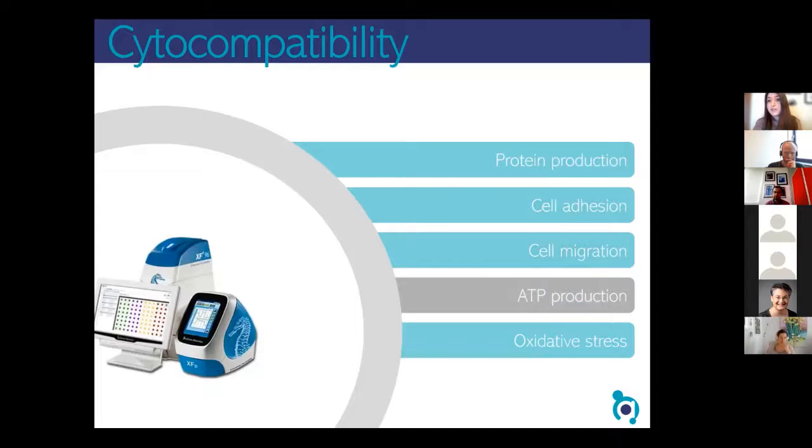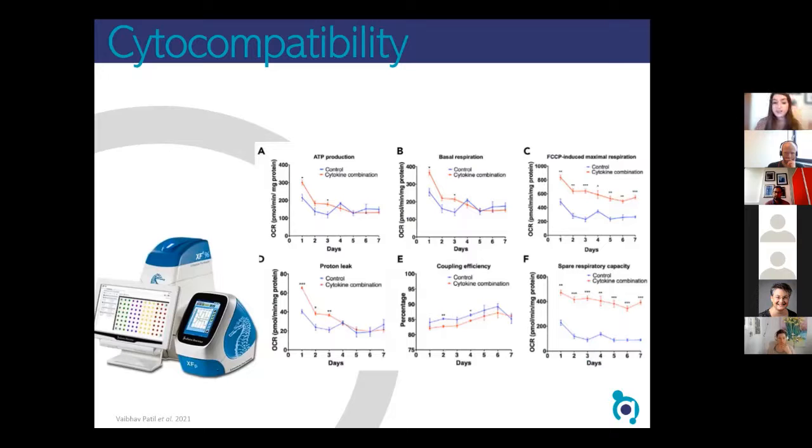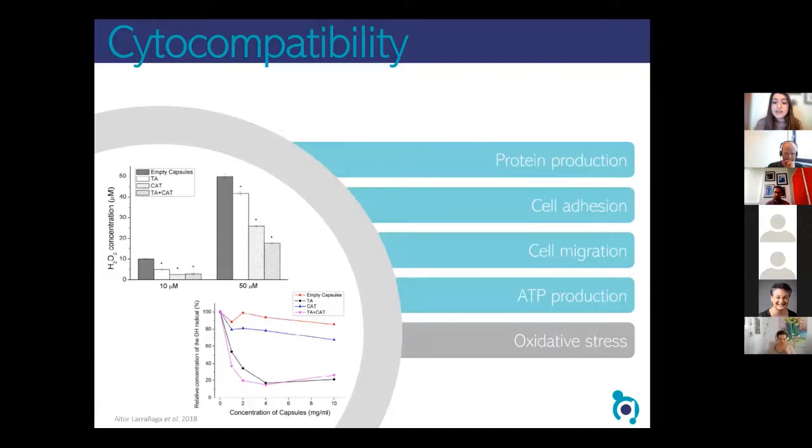Then we have ATP production. Maybe you're interested in seeing if the metabolism of your cells is being altered by the presence of your biomaterial. And in our lab, we have what is called Seahorse, which is a machine that is very nice and very powerful as well, where you can see how the oxidative respiration of your cells is being modulated at different time points by the presence of your biomaterial. And lastly, for oxidative stress, here you can see another example of a biomaterial that was a drug carrier that was reducing the oxidative stress of the cells when it was applied to the cells.